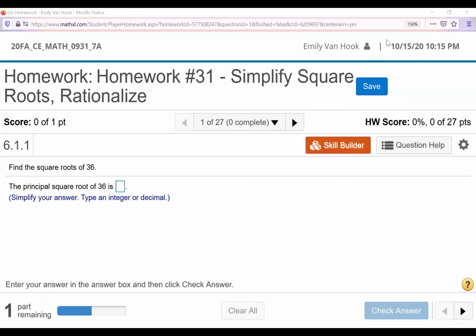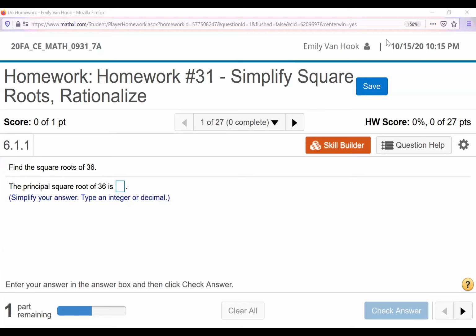Okay, so here we are looking at homework 31, simplify square roots and rationalize denominators. So this first part of the video, we just pretty much focused on simplifying square roots. You'll see in part 2 more about multiplying, dividing, and rationalizing denominators. So we'll just focus on some problems from basically the first half of this assignment, from problems 1 through 14.